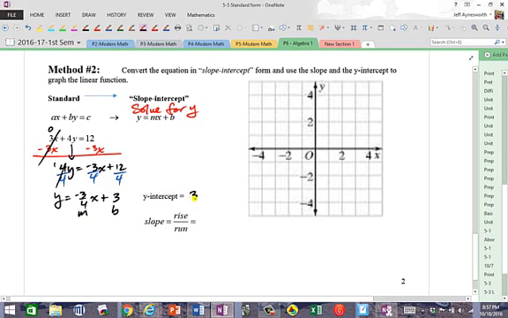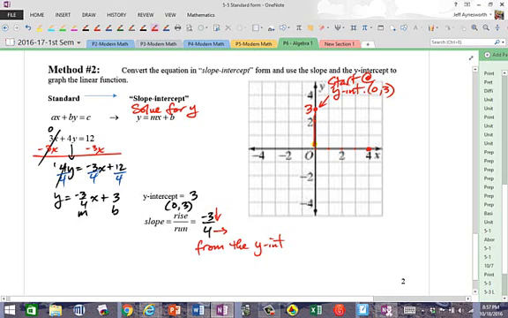So the y-intercept is 3 or (0, 3). That's right here. Add (0, 3). The slope is negative 3/4. So what does that mean? It means down 3, right 4 from the y-intercept. So you start at the y-intercept. You put your pencil at 3. You go 1, 2, 3, right 4. 1, 2, 3, 4. Plot a point.